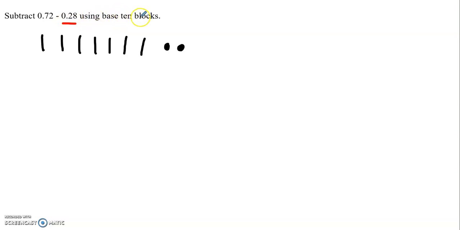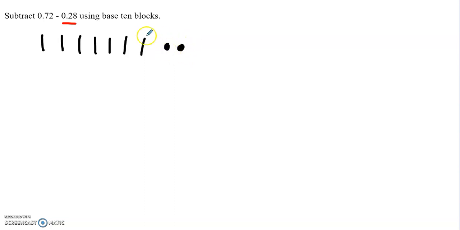And remember, we subtract from right to left. So I first have to start with the 8. The 8 is in the hundredths. That means I have to take away 8 singles. But I notice right here, I only have 2 singles. So I can't take 8 away from 2. If I only have 2, I don't have 8 to take away.